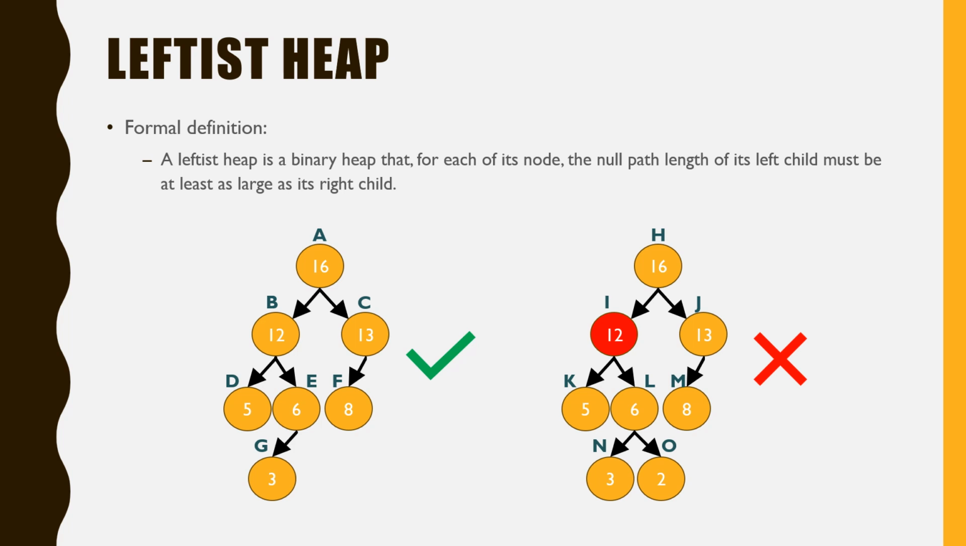This property explains why leftist heaps tend to have a deeper left subtree and a shallower right subtree. In the slide, the left heap is a valid leftist heap, and the property holds for every node. However, the right heap violates the leftist property. For example, in the right heap, node I has a left child K with an NPL of 0, while its right child L has an NPL of 1. Therefore, the right heap is not a leftist heap.